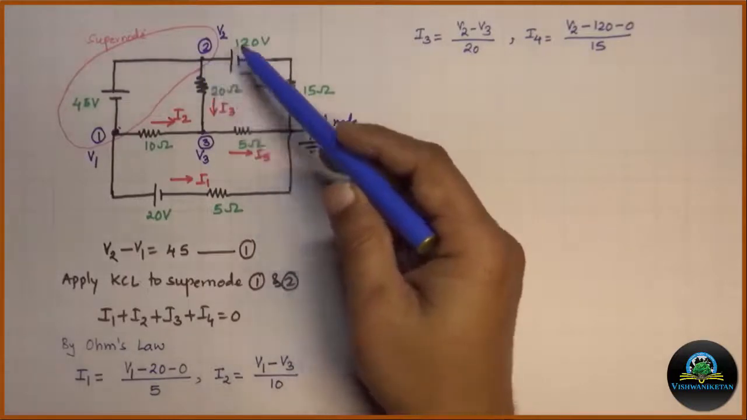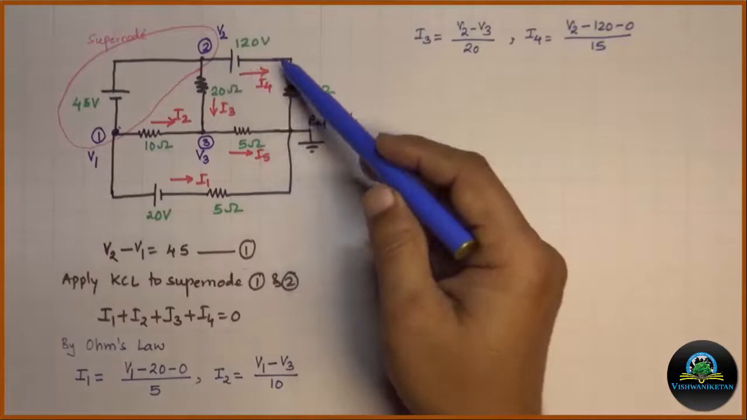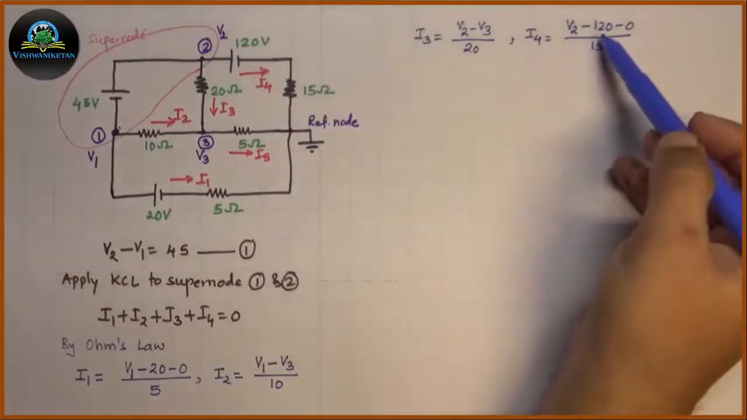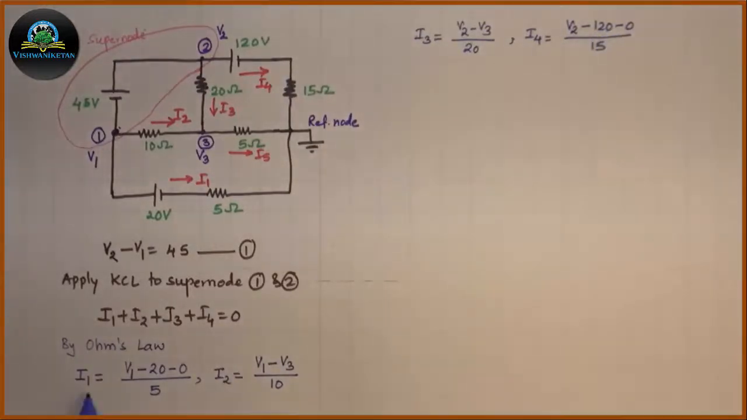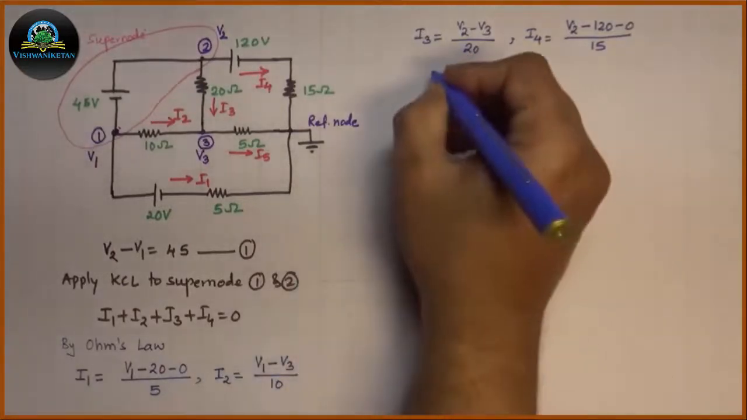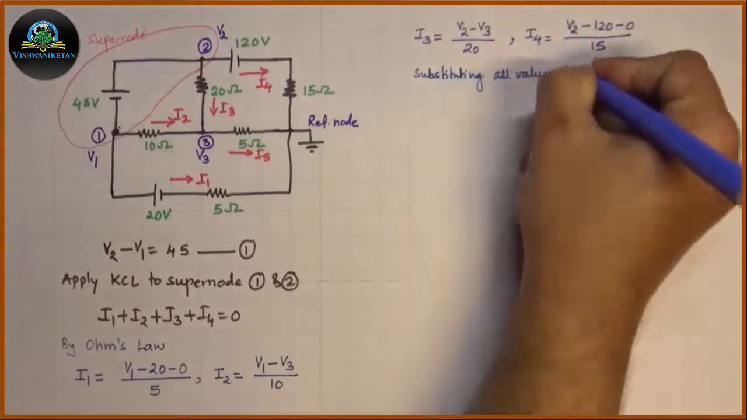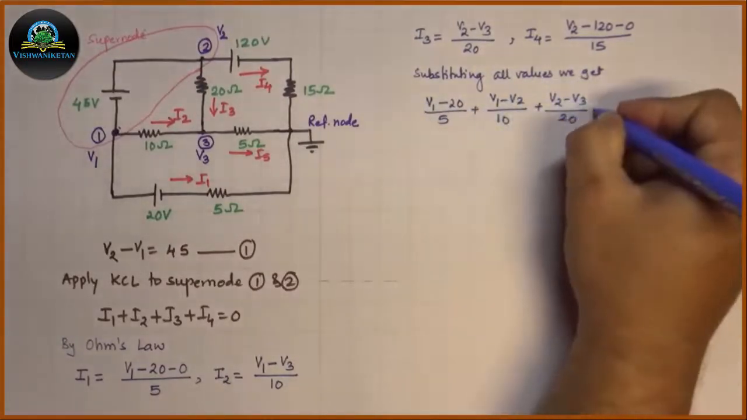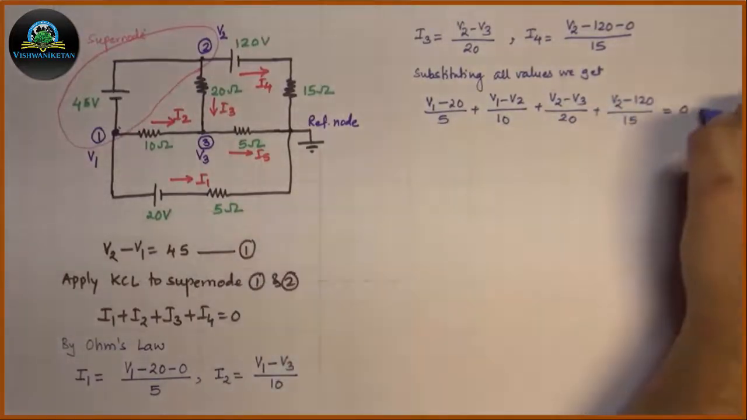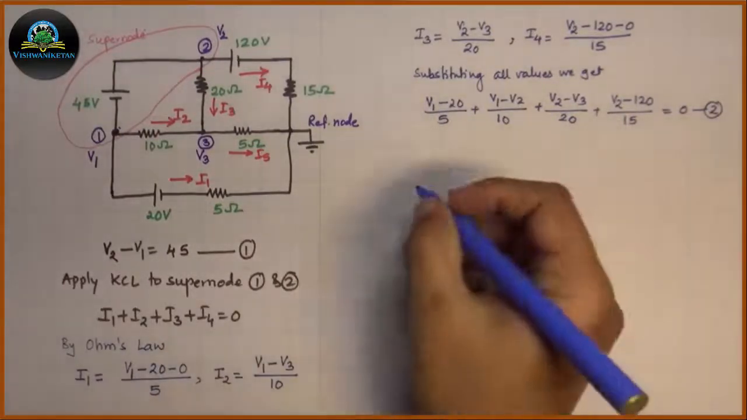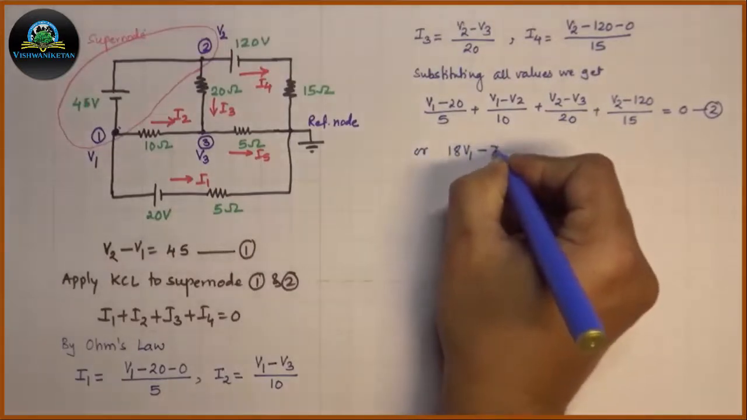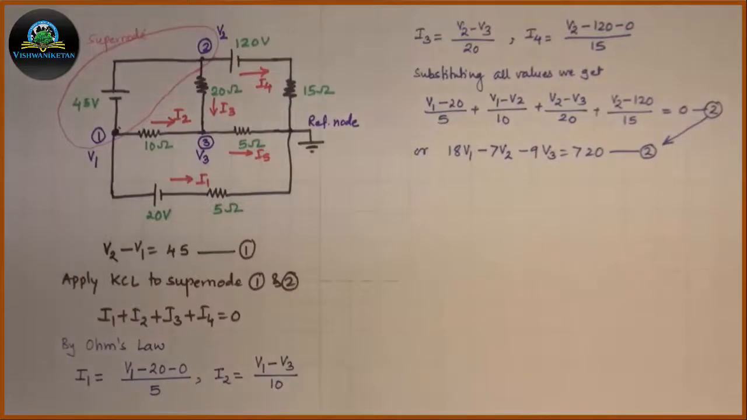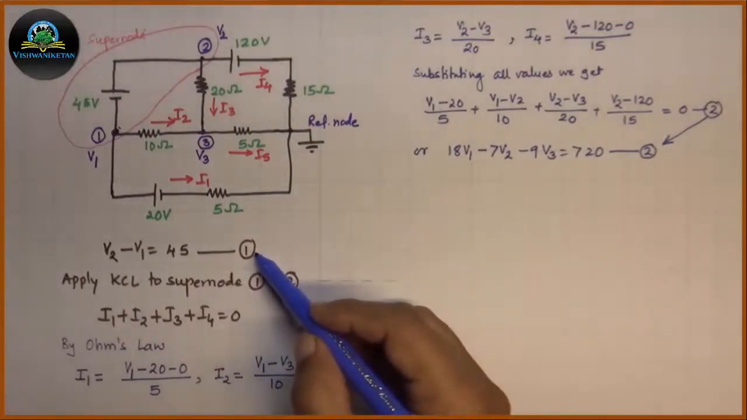Similarly, for 120, the current is flowing from 2 to reference node. So, during this path, the first terminal is positive, the second terminal is negative. Hence, that is a drop in potential, and therefore, for sign convention, we have written it as minus 120. Substituting all these values of I1, I2, I3, I4, we get the equation. After solving this equation, we will get the reduced equation as, which is equation number 2. We have two equations now for supernode, equation number 1 and equation number 2.